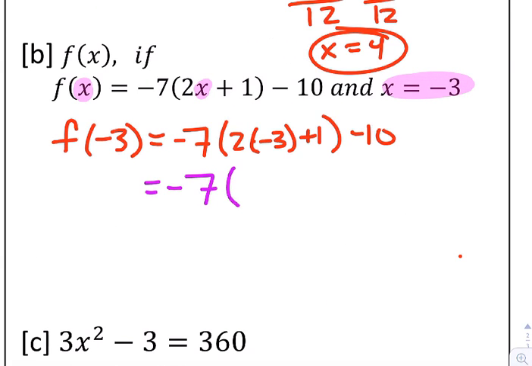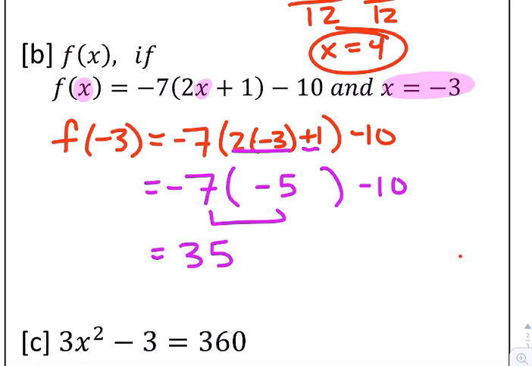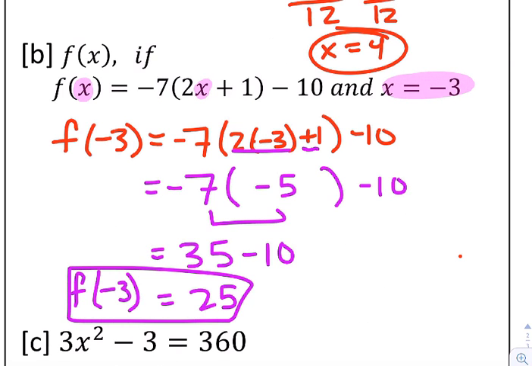Order of operations says do the parentheses first. 2 times negative 3 is negative 6, and then add 1 to it. Negative 6 plus 1 should be negative 5. Negative 7 times negative 5 will be positive 35 because two negatives make a positive. And then we'll subtract 10. 35 subtract 10 makes 25. And so the function called f that wants to use negative 3 as an input is now equal to 25.